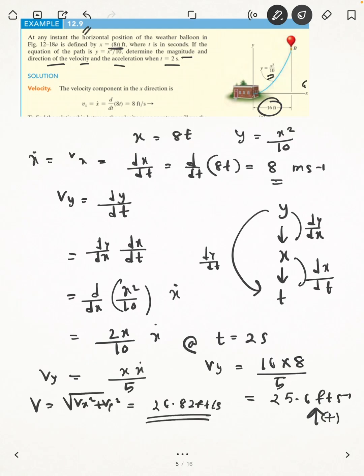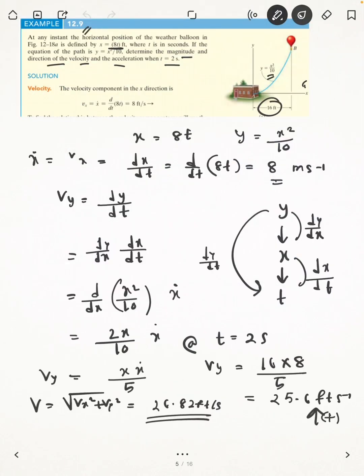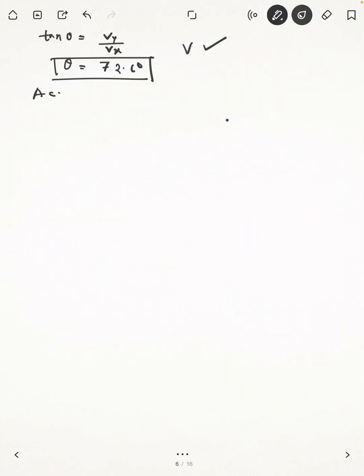And what should be the direction of it? The direction can be determined by tan theta equal to vy by vx. If you take theta from here, you're going to end up with 72.6 degrees. Now the velocity is done. Now we are asked to determine the acceleration, so we're going to find the acceleration.